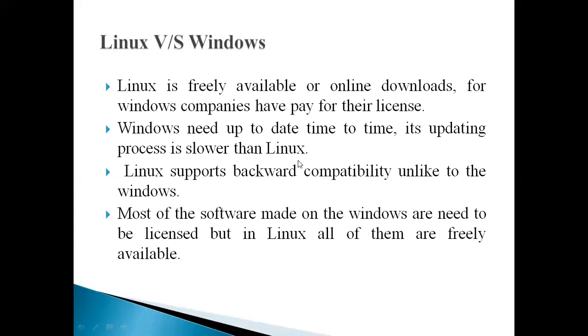Most of the software made for Windows needs to be licensed, but in Linux, all of it is freely available. Linux is very well secure as it is easy to detect and fix bugs, whereas Windows has a huge user base, so it becomes a target for hackers to attack Windows systems easily. So for this purpose, Linux is mainly used for secured purposes. Linux is mainly used in business systems, and Linux files are ordered in a tree structure starting with the root directory. Whereas in Windows, files are stored in folders, for example, local disk C and local disk D, E, respectively.